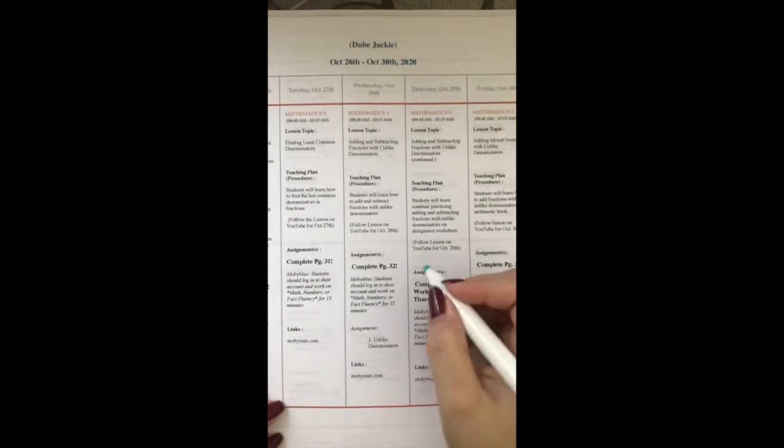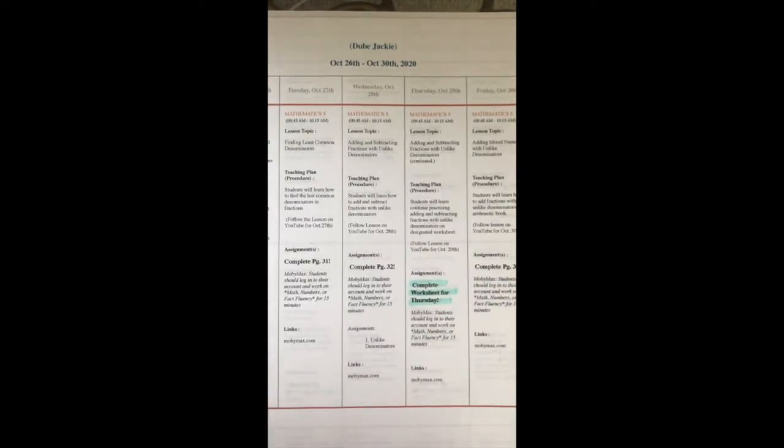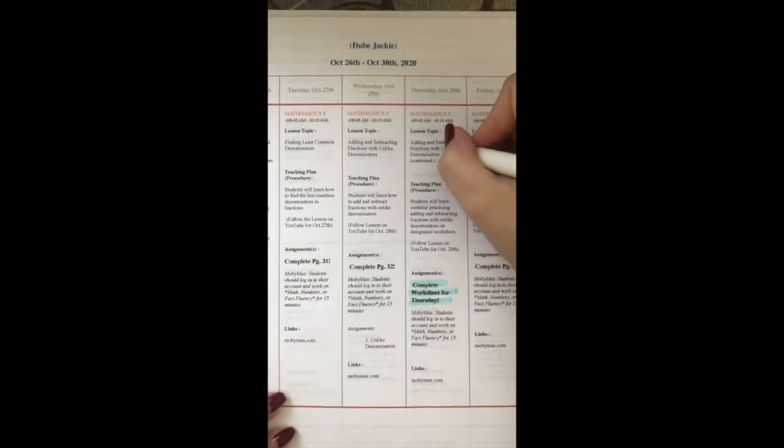Good morning, students. Here for Thursday, October 29th, what you're going to do for math is complete your worksheet that is titled Thursday, because you're going to continue adding and subtracting fractions with unlike denominators. We're just doing an extra practice sheet according to our lesson yesterday. So make sure that you watch or re-watch as needed for guidance on how to add and subtract with unlike denominators, but that is your math assignment for today.